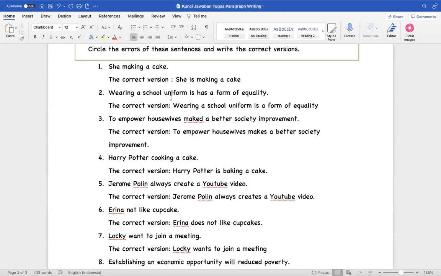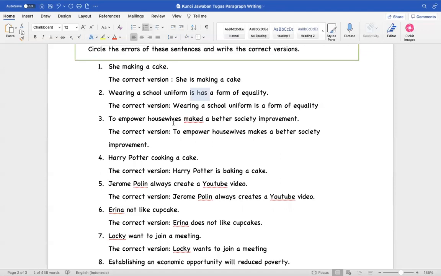Number 2, wearing a school uniform has a form of equality. Nggak boleh double ya, finite verbs. Ingat dia dalam satu sentence, kalau dia simple sentence berarti hanya boleh ada one subject dan one verb gitu. Jadi ini harus dihilangin salah satu. Is-nya boleh, has-nya boleh. Tapi kalau secara meaning, is itu lebih appropriate. So, pakai seragam itu menunjukkan kesetaraan. Wearing a school uniform is a form of equality.